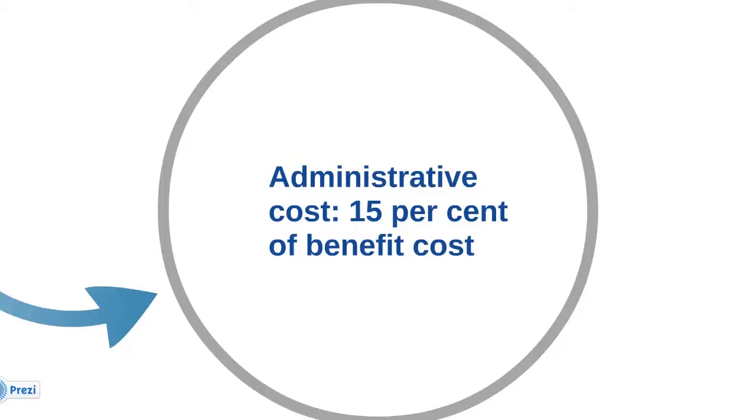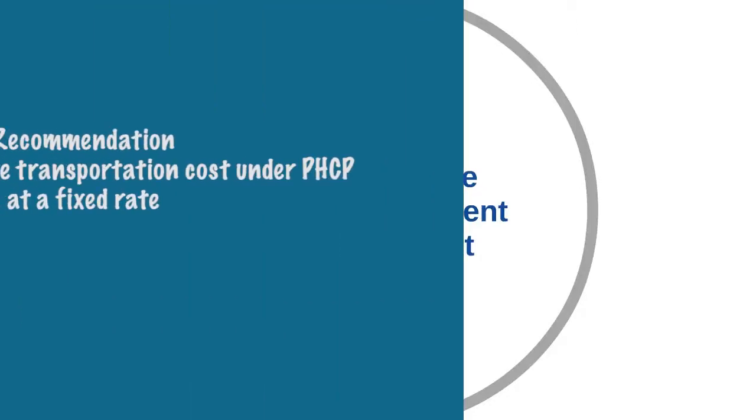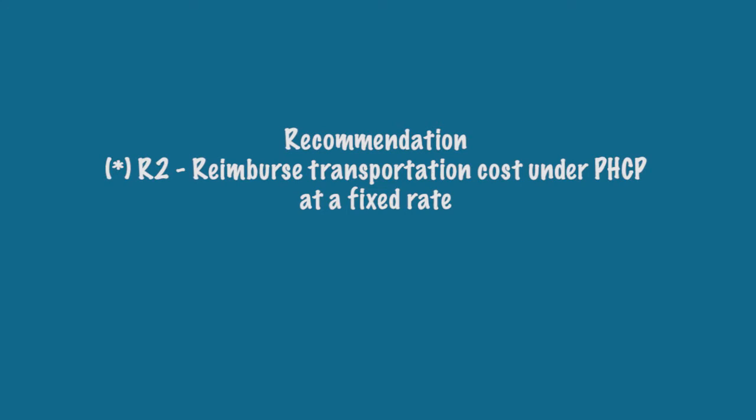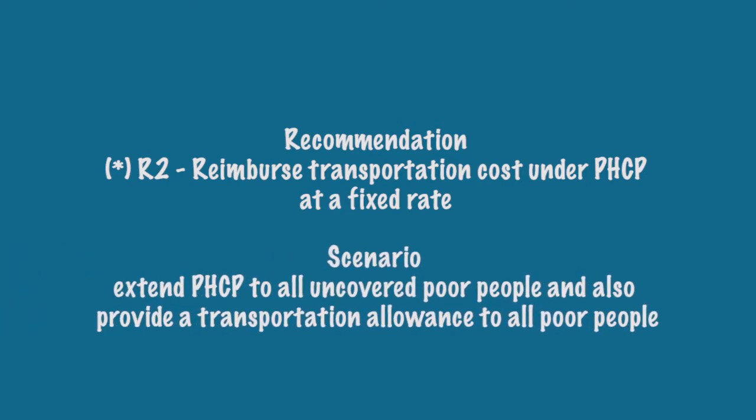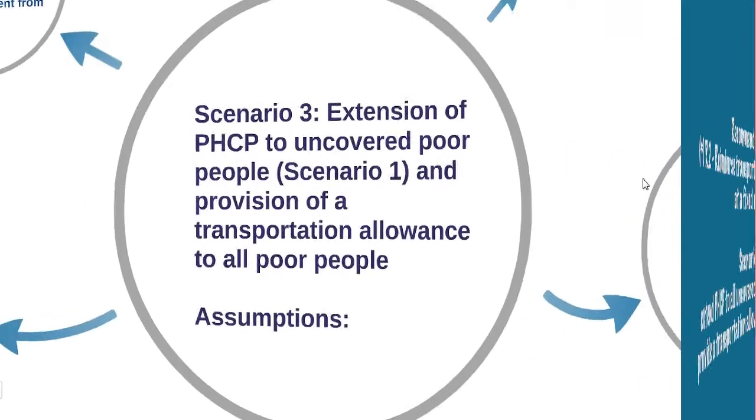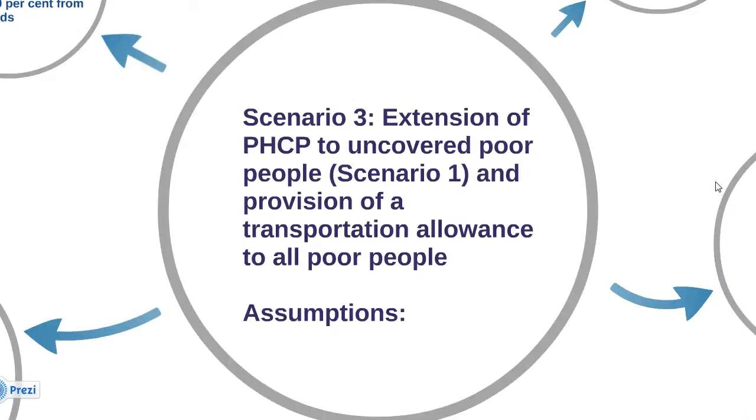Let's take a look at another example. Let's do recommendation number 2, to reimburse transportation costs under PHCP. This can be converted into a practical scenario to extend PHCP to all uncovered poor people, which is the same as the previous scenario, but also to provide a transportation allowance to all poor people. As scenario 1 has already been designed, we will focus only on the transportation allowance in this scenario.